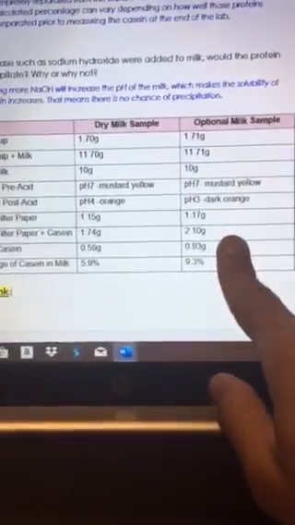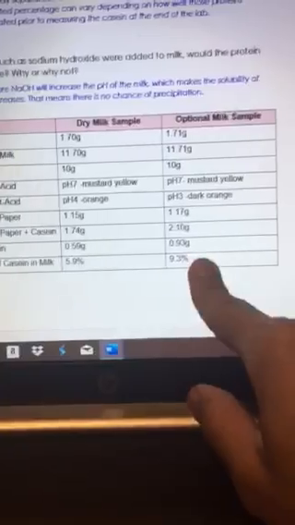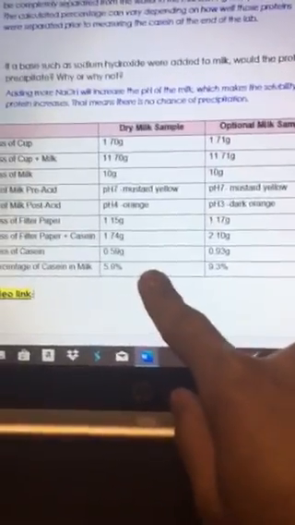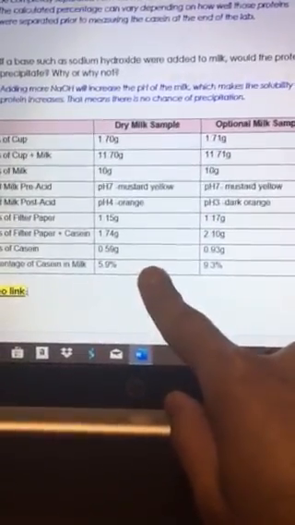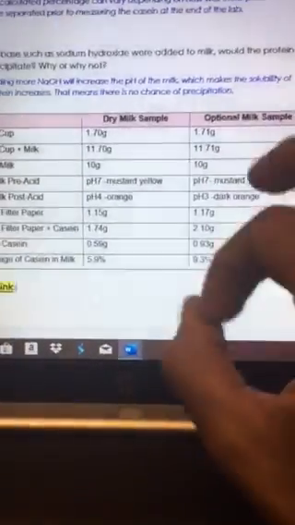So for this one, it was a lot more, and it was all together, versus this for the dry milk sample, they were just chunks, like a whole bunch of separate dots. That's pretty much my only difference between the two.